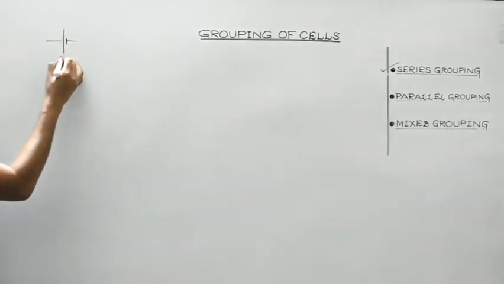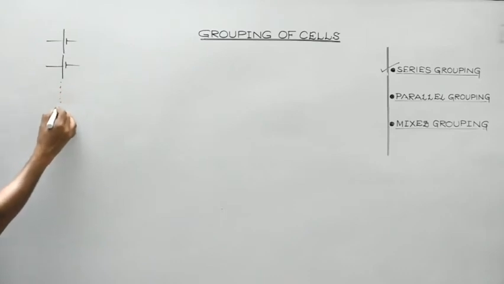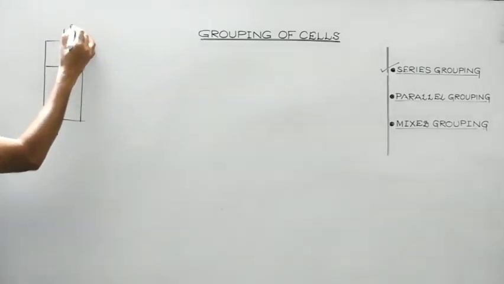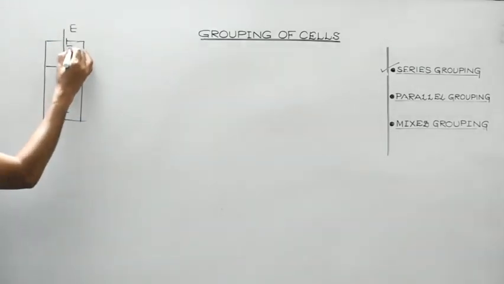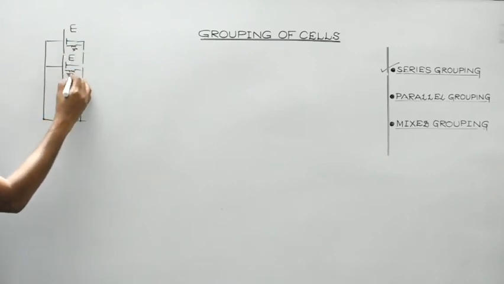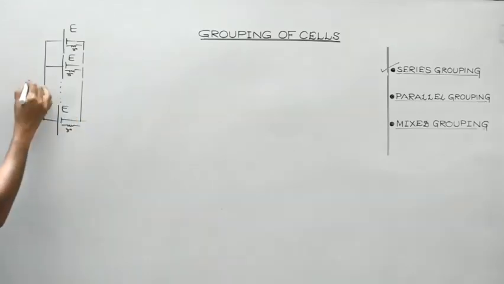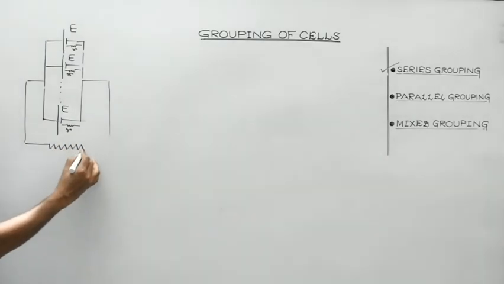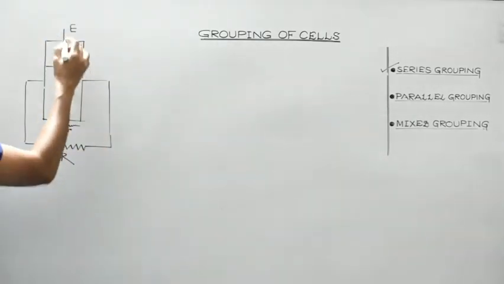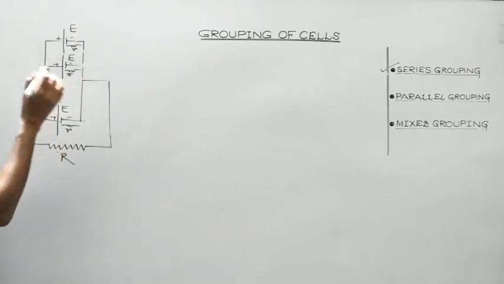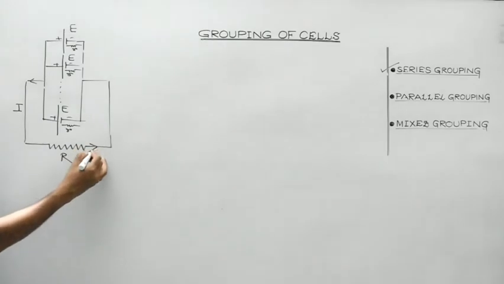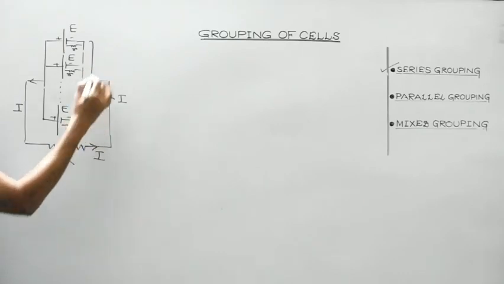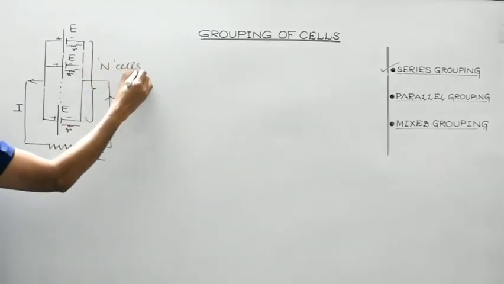These are the n cells which are connected in parallel. All the cells are identical, each of EMF E and each having internal resistance of r. This combination is connected across an external resistance like this. This is capital R. And all the cells are sending current in the same direction, right? So the net current is I, the net current flowing through the resistor capital R, isn't it? And let us consider these to be n cells which are connected in parallel.